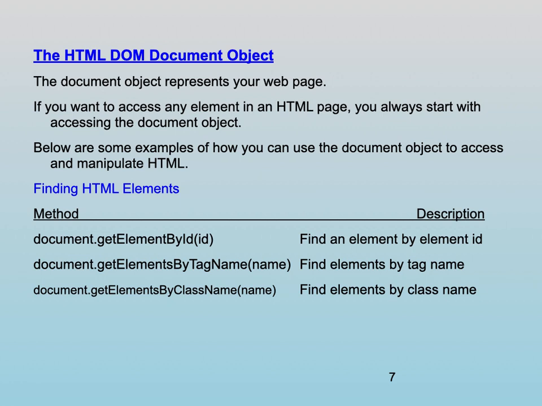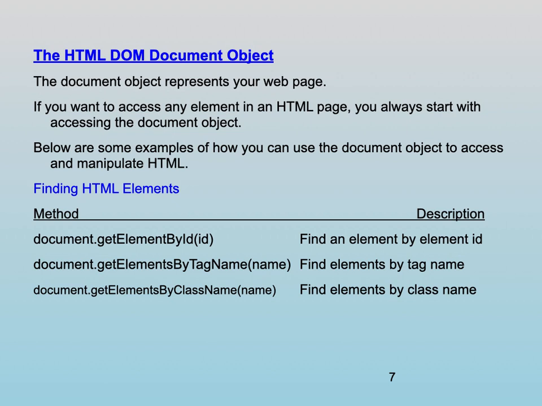The HTML DOM document object. The document object represents your web page. The document is an object that represents your entire web page. If you want to access any element in an HTML page, you always start with accessing the document object. Document is the name of the document object. Some examples are given here of how you can use the document object to access and manipulate HTML.